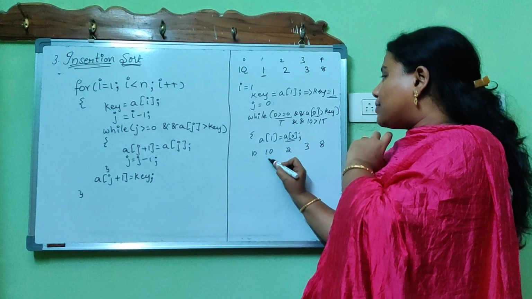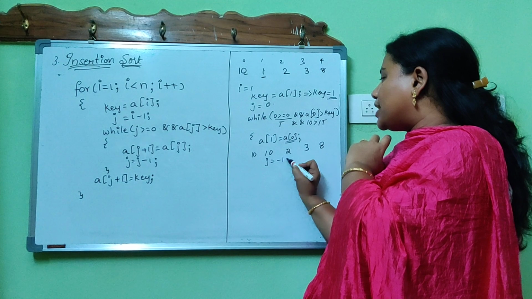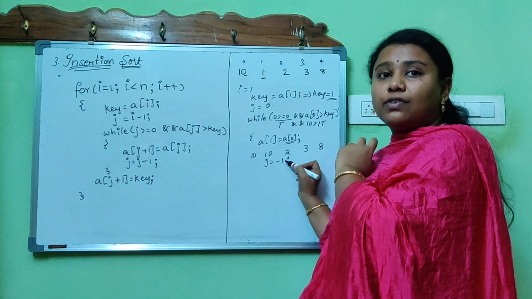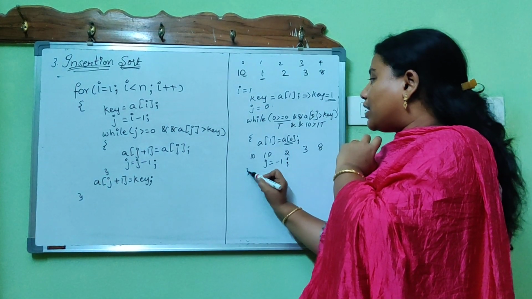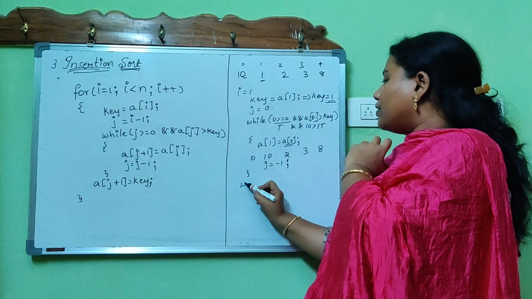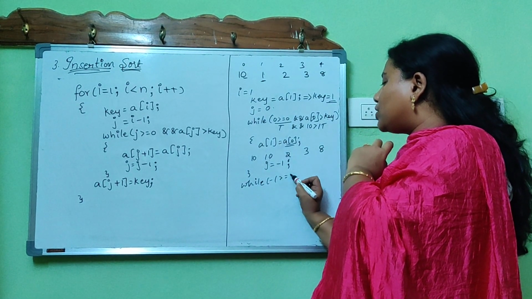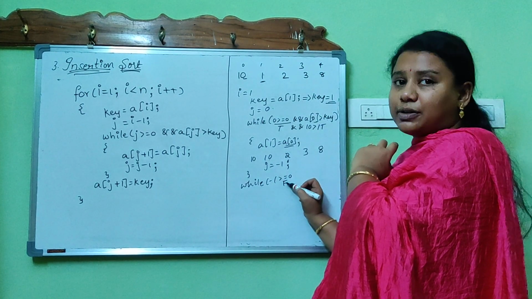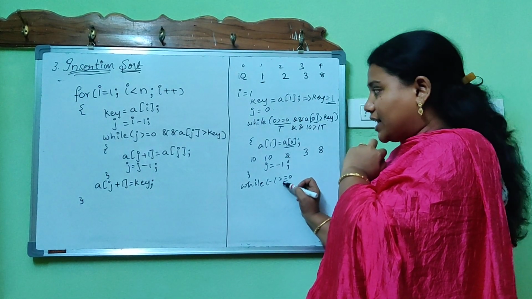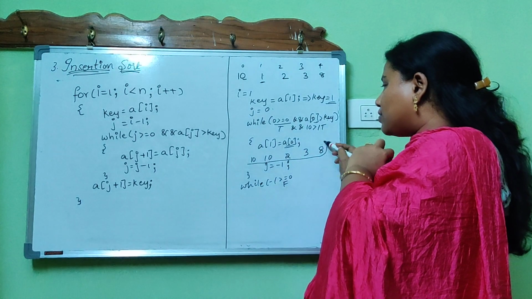Next, j is equal to j minus 1. Now the j value becomes minus 1. Initially it was 0, now it becomes minus 1. Again the while loop: minus 1 greater than or equal to 0. Here itself the condition is becoming false. We need not check once again. So these are the elements now.